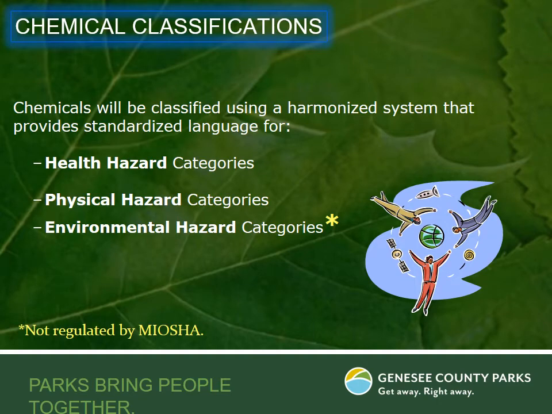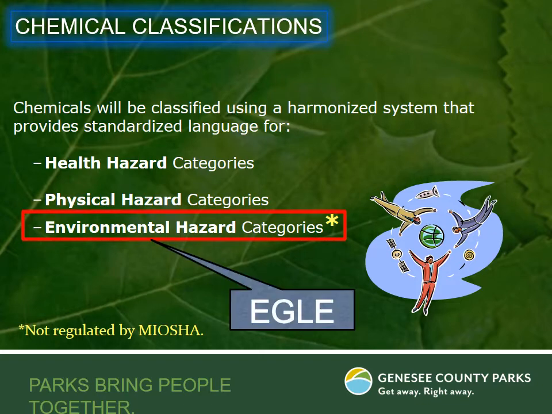In the material inventory are chemical classifications including health hazards, physical hazards, and environmental hazards. Environmental hazard categories are not regulated by MIOSHA, but are regulated instead by EGLE, which is the Michigan Department of Environment, Great Lakes, and Energy, also known as the DEQ, or Department of Environmental Quality for us older folks.